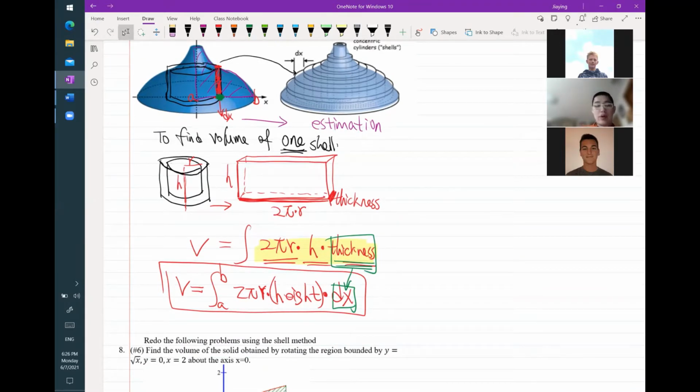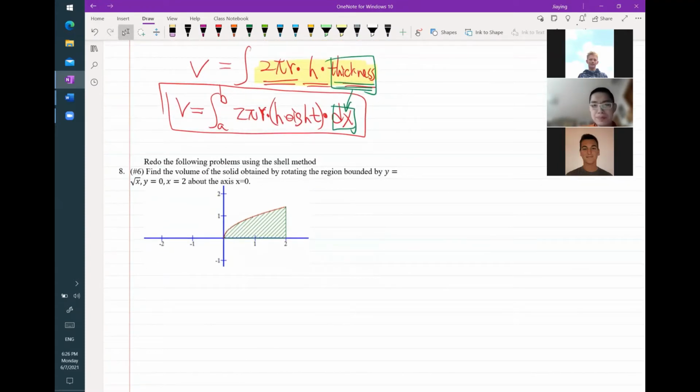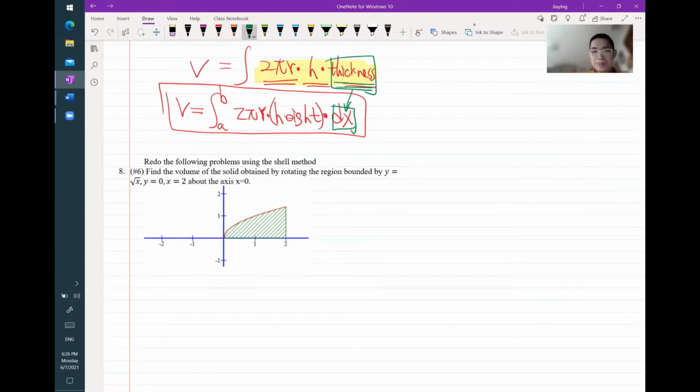All right, I'm going to use one example, hopefully to make a little more sense. So here's this example. It's this shaded region bounded by y equals square root of x, and then y equals 0, which is the x-axis, and also x equals 2, which is this green line on the right. And then we're going to take this region and rotate it around the axis x equals 0, which basically means the y-axis. So we're going to rotate that solid about this axis.